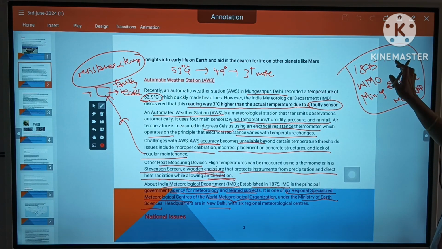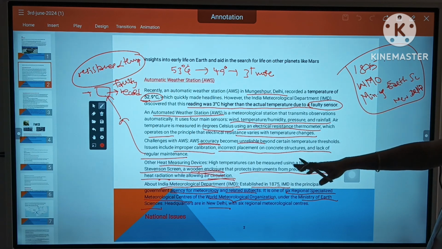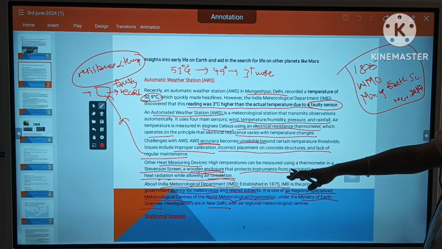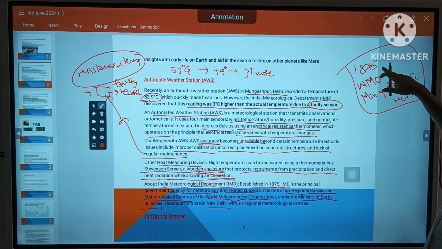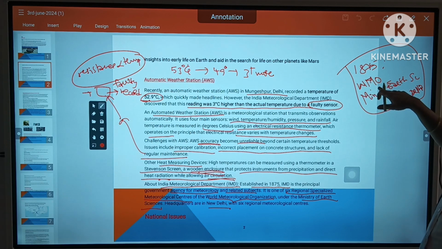It is established in the India Meteorological Department. It was established in 1875 under World Meteorological Organization. It works under Ministry of Earth Science, New Delhi.